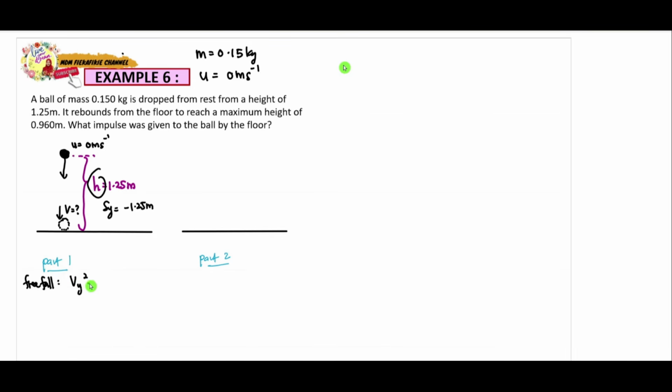So saya guna formula ini since I want to find what is Vy. Sorry, this one should be minus: Vy squared equals Uy squared minus 2g Sy. So this is under free fall motion, so the acceleration is the gravitational acceleration. So Vy kita nak cari, tak tahu. Uy equal to 0 minus 2, 9.81. Sy is negative 1.25 meter.